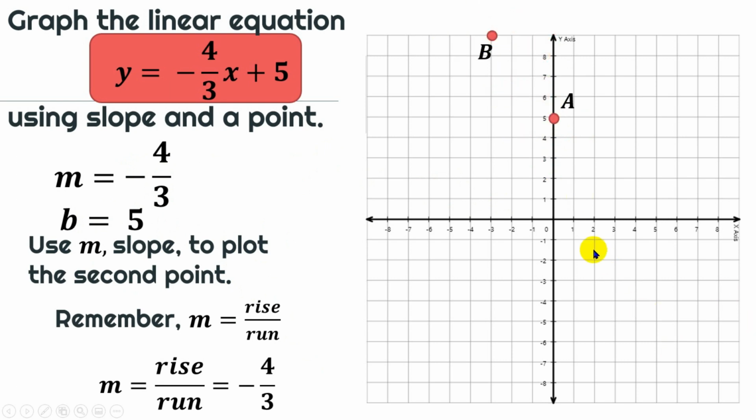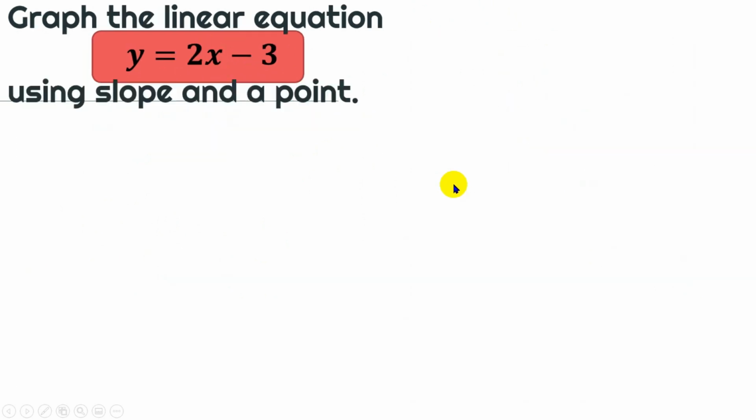After plotting the 2 points, we can now draw the line that will pass through those 2 points, and this will be the graph of the linear equation y = -4/3 x + 5. Let's now move to our next example.